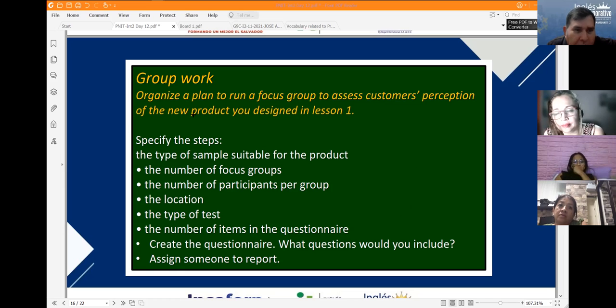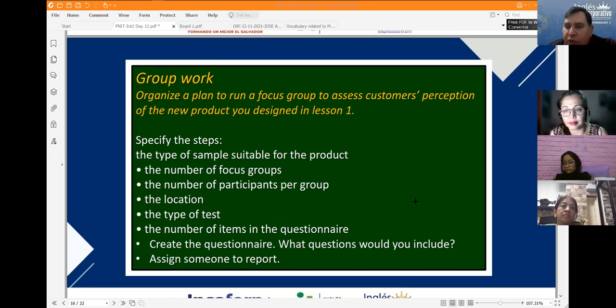Group work: organize a plan to run a focus group to assess customers' perception of the new product you designed in lesson one. Now you can modify this one. You can think about one imaginary product that you would produce, whether it is food, a gadget, a cleaning product, airbags, clinic accessories, medical items, clothing, something that you think is necessary.